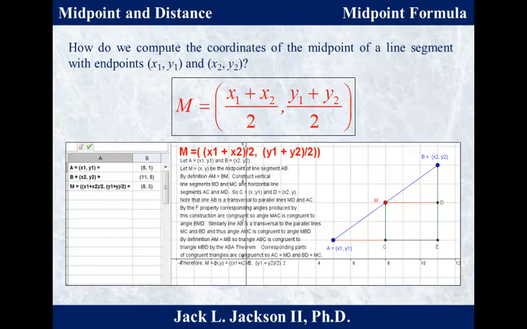For the midpoint, we just simply average the x-coordinates to find the x-coordinate of the midpoint, and we average the y-coordinates to find the y-coordinate of the midpoint. So the midpoint is halfway horizontally and halfway vertically between the 2 points.